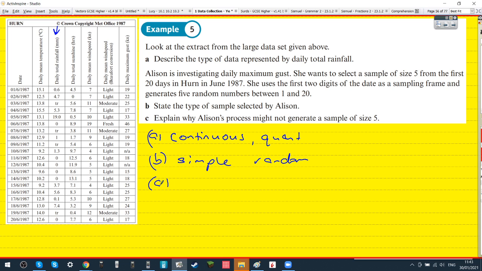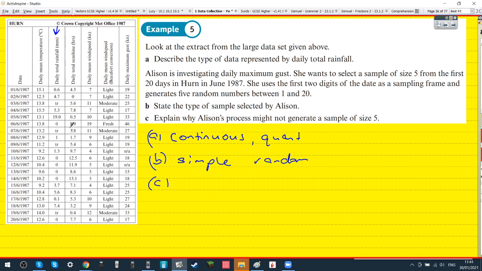Because if she selects random numbers between 1 and 20, she might not get a sample of 5 for the first 20 days. Why not? Because she's got 1 and 20 to pick from. They might not be the first 5. She might get a sample size of 4, even though she picks 5. Why is that? Because maybe not every day has gust in it.